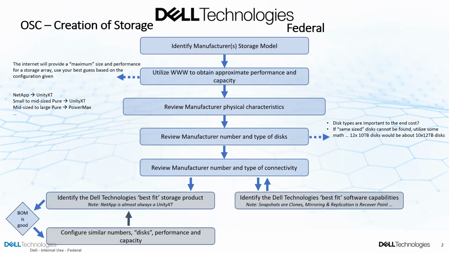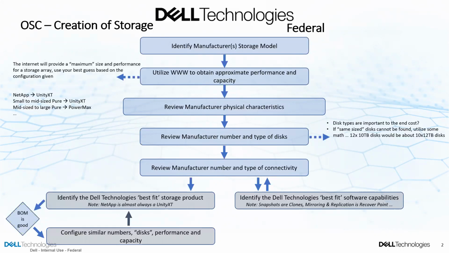We also want to know really where in their portfolio this device sits. Is it their highest performing, their middle performing, their low performing? Where does it fit within their portfolio? We're going to review the number and the types of disks. This is going to help us with performance. This is going to help us from a sizing perspective. And then we're going to make sure and validate that we have the right connectivity. So what kind of connectivity does that manufacturer have?